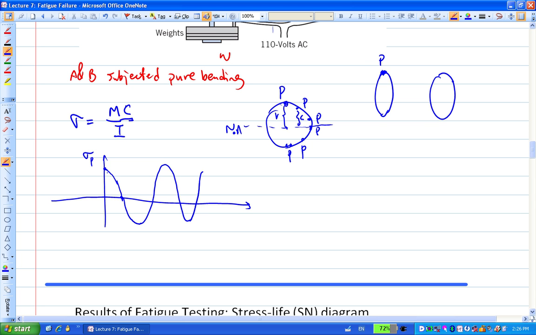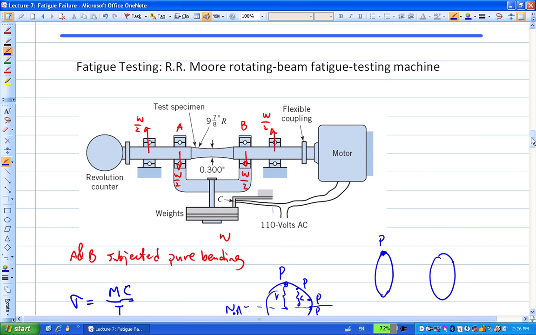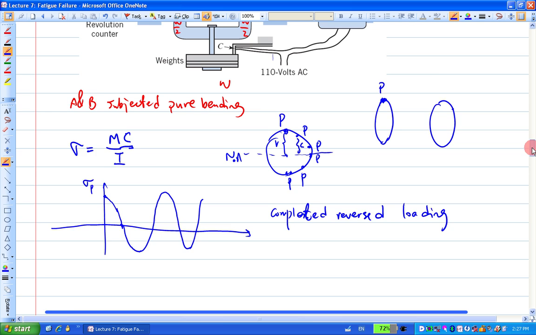If you have constant rotation, you will see this kind of change. That's called cyclic. This is what we call completely reversed loading. So the structure or setup of this rotating-beam Moore machine gives us completely reversed loading on the specimen. That's the purpose of this machine.